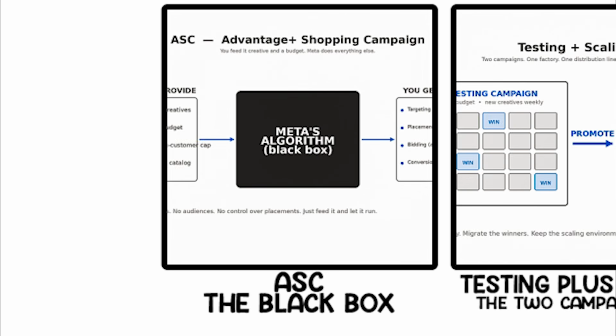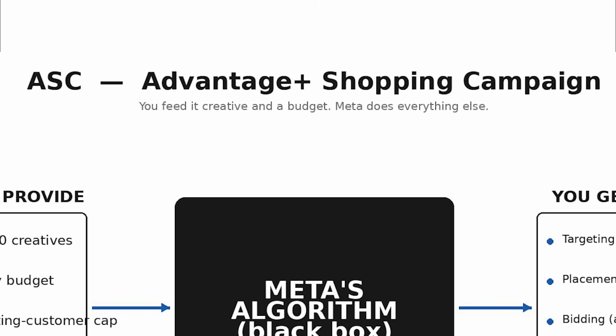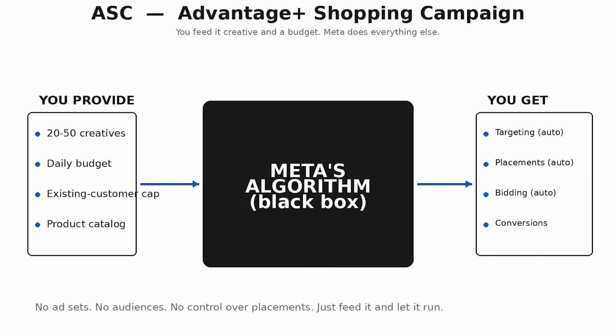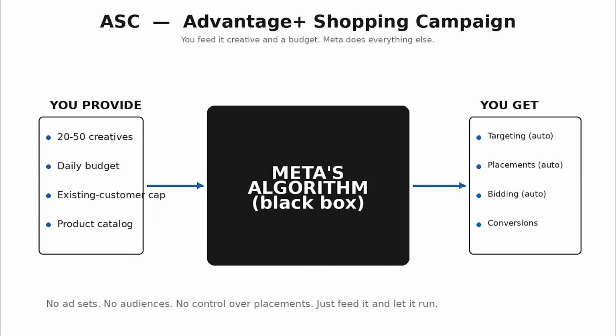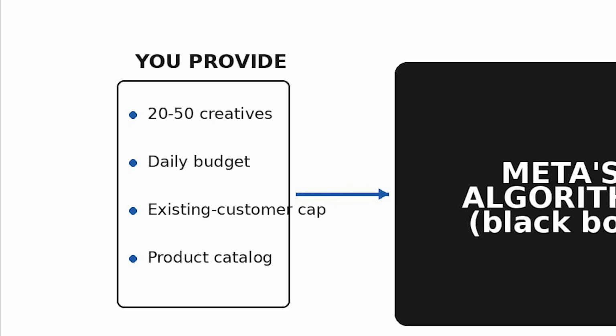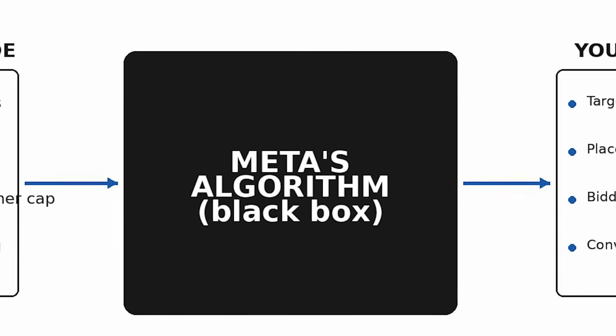Ask the black box. ASC stands for Advantage Plus Shopping Campaign, and this one is different from everything else on this list because ASC isn't a structure you build, it's a structure Meta builds for you. You don't create ad sets, you don't pick audiences, you don't choose placements, you upload between 20 and 50 creatives, set a daily budget, set your existing customer budget cap. That's it. Meta handles every other decision.